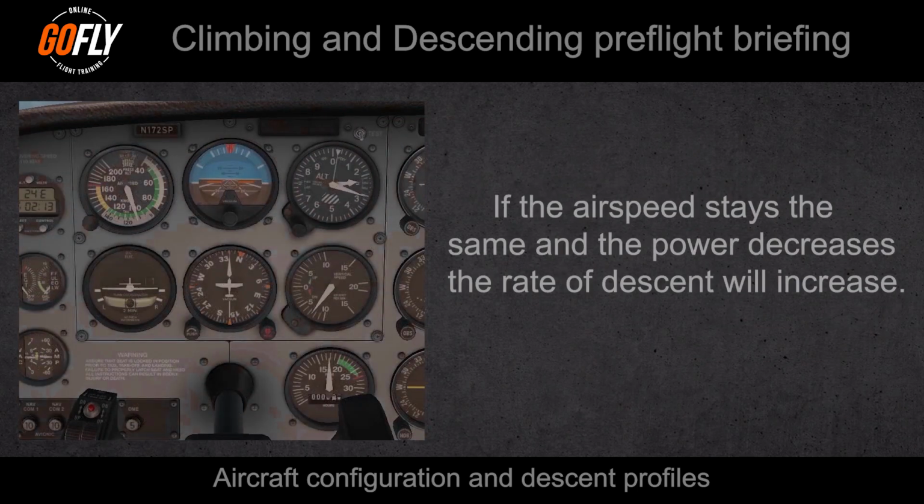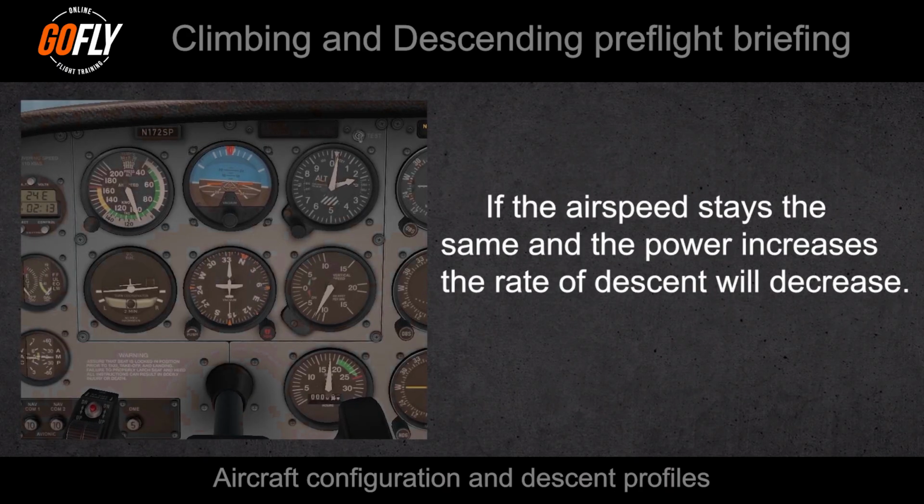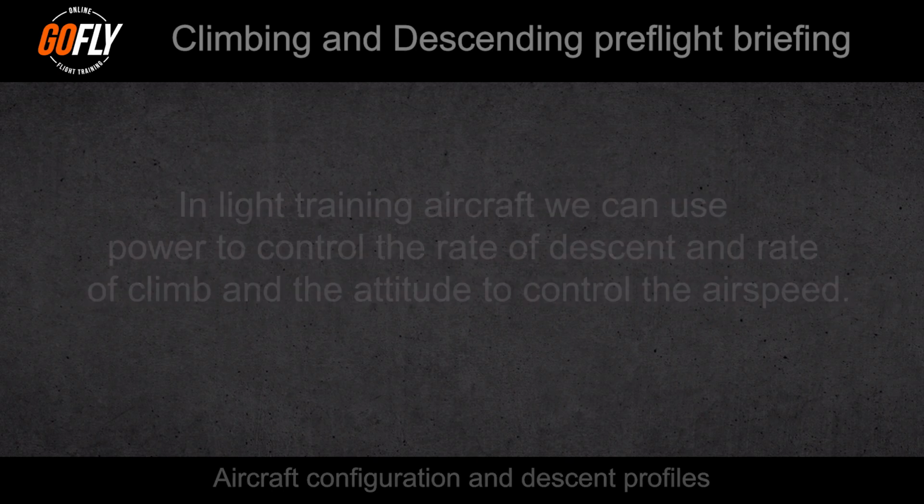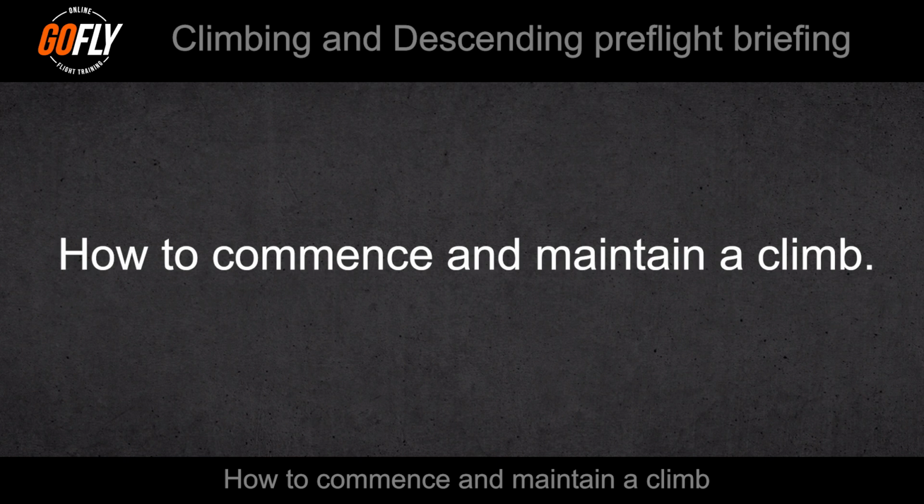If the airspeed stays the same and the power decreases, the rate of descent will increase. And if the power is increased and the same airspeed is maintained, the rate of descent will decrease. In light training aircraft, as a general rule, we use power to control our rate of descent and rate of climb, and our attitude to control our airspeed. We'll now demonstrate how to commence and maintain a climb.